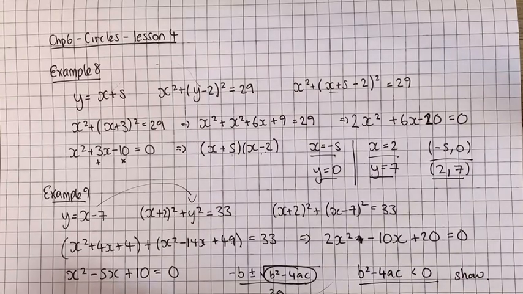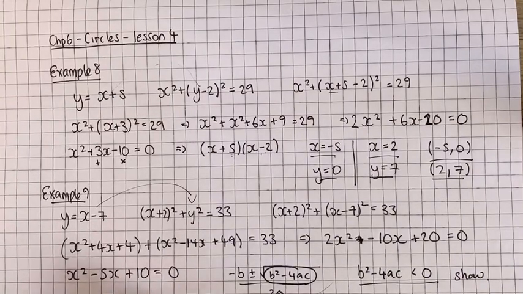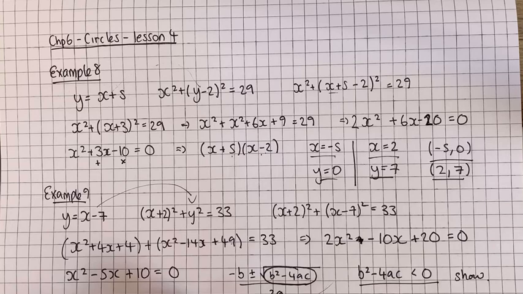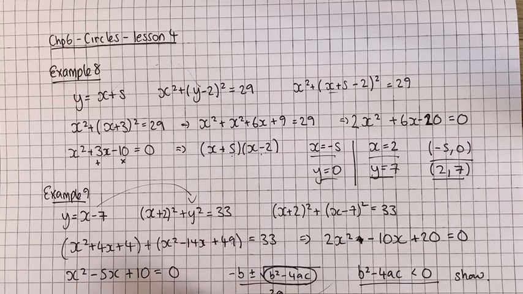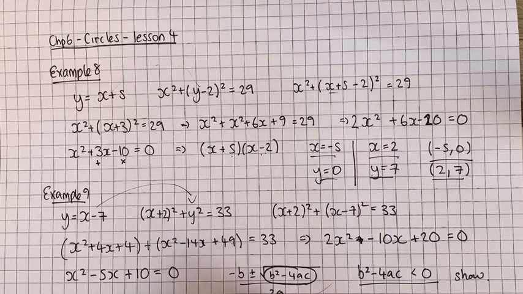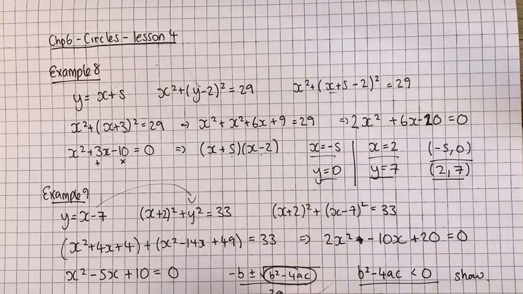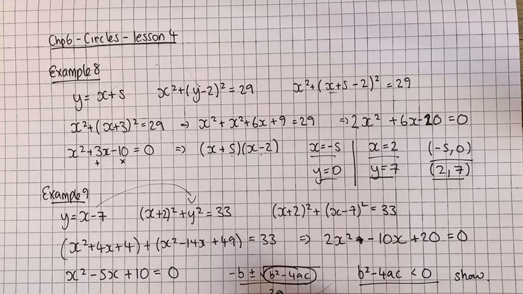So, b is minus 5, a is 1, the coefficient of a is 1, c is 10. So that's 25, take away 40, which is minus 15. But you can't leave it like that. You need to show that you understand the fact it's negative means there's no solution. So you write something like this.